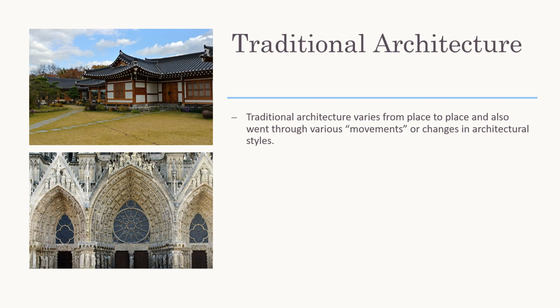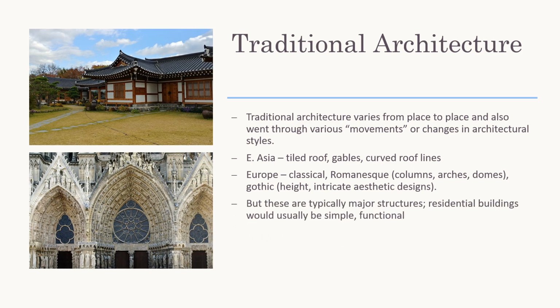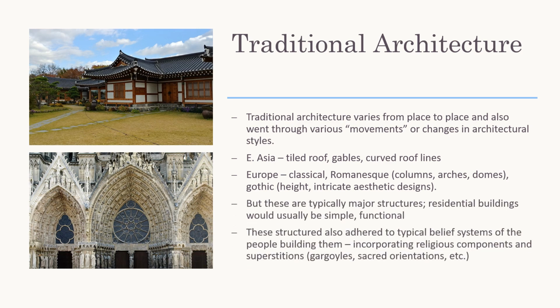They vary from place to place. Again, I kind of went over this previously. East Asia, we have tiled roofs, gables, curved roof lines. In Europe, we have classical, Romanesque, we have Gothic designs, but those are major structures, and residential buildings would be simple and functional. That said, some of these residential structures also adhere to typical belief systems of the people that are building them. So incorporating religious components and superstitions like gargoyles or a sacred orientation along cardinal points could also be found through traditional architecture.